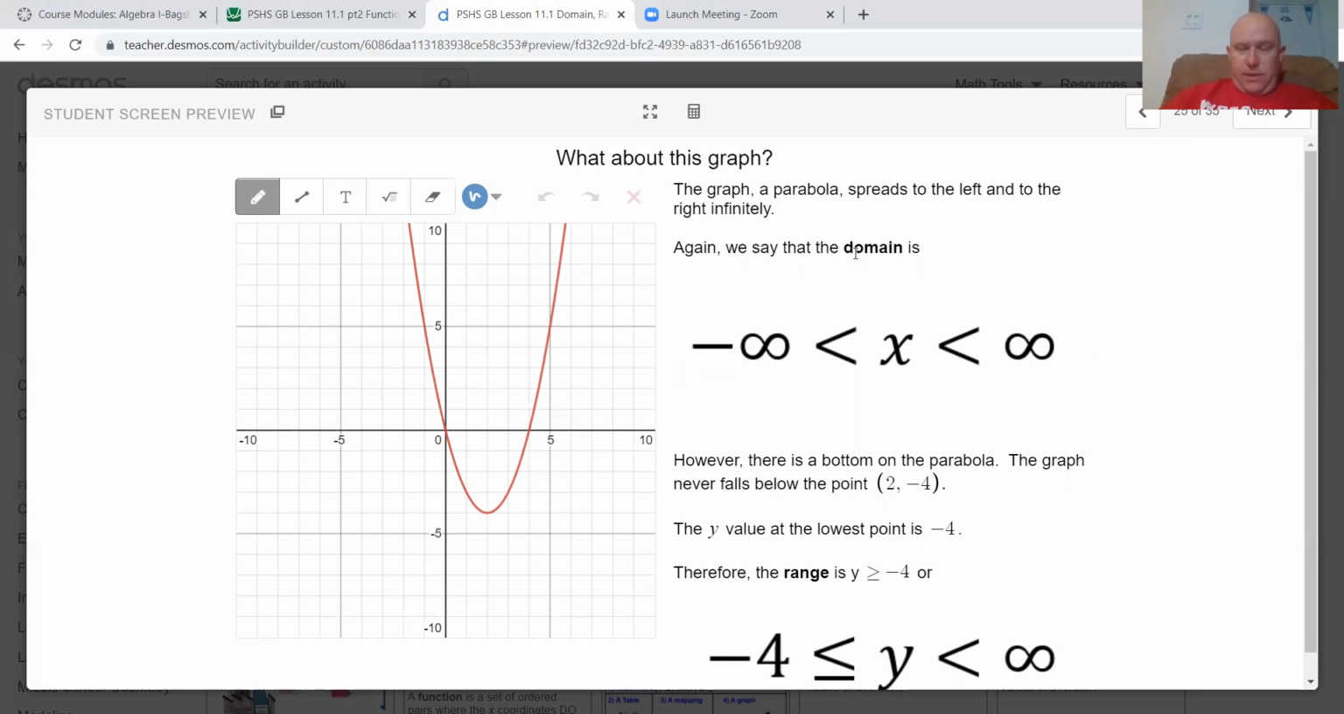This one here, let's have a look. Domain, well, I can see this continues to the left. It's certainly going up as well, but it's certainly continuing to the left, and actually it continues to the right as well. So that would be another one where we'd have that negative infinity to infinity or all real numbers.